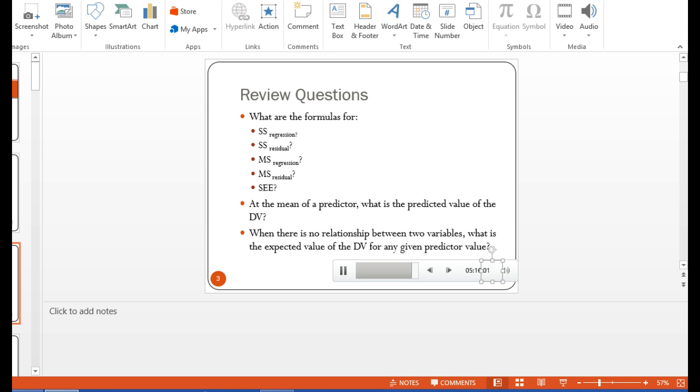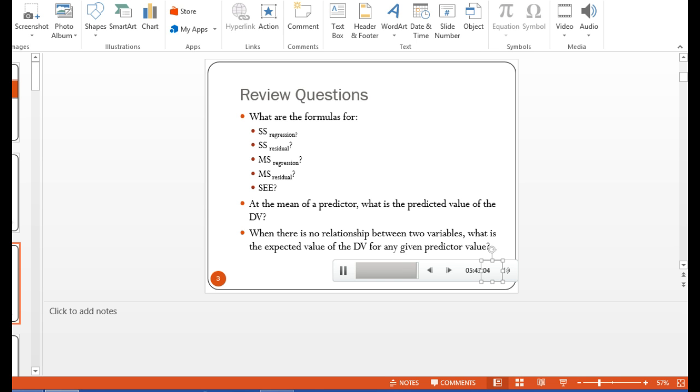So at the mean of a predictor, what is the predicted value of the DV? And that is the mean. So the predicted value of the DV is the mean at the mean of the predictor, and it's that way on any scatter plot. So you would go across on the x-axis to the mean of the predictor, wherever that is, head upwards to the best fitting line, and then head across, and you'll always be at the mean of the DV.